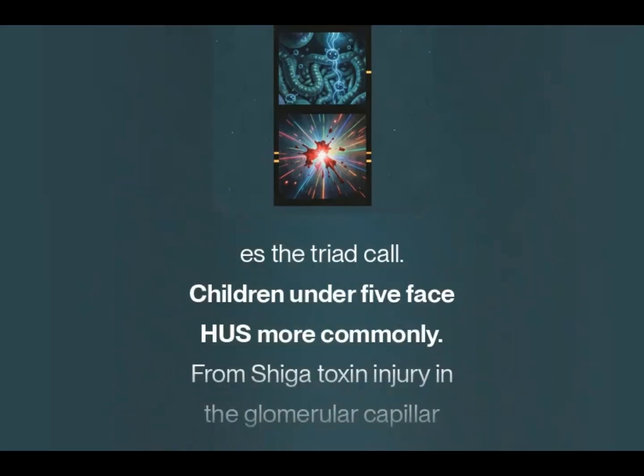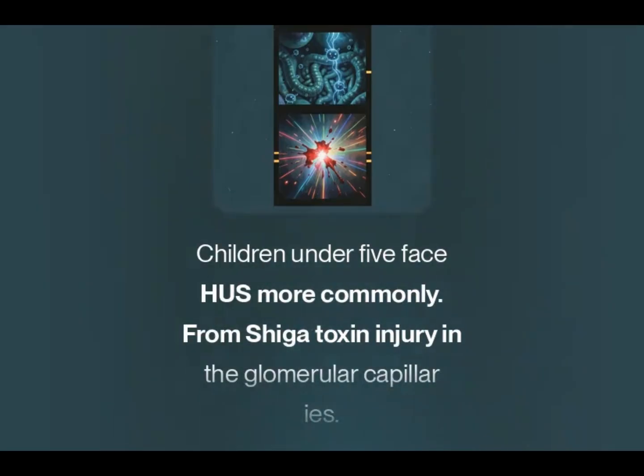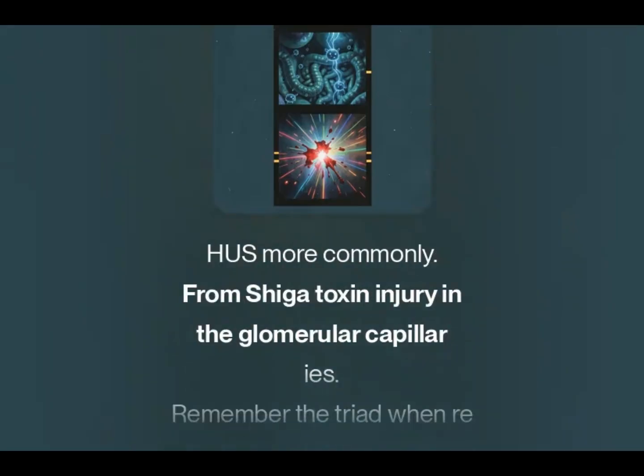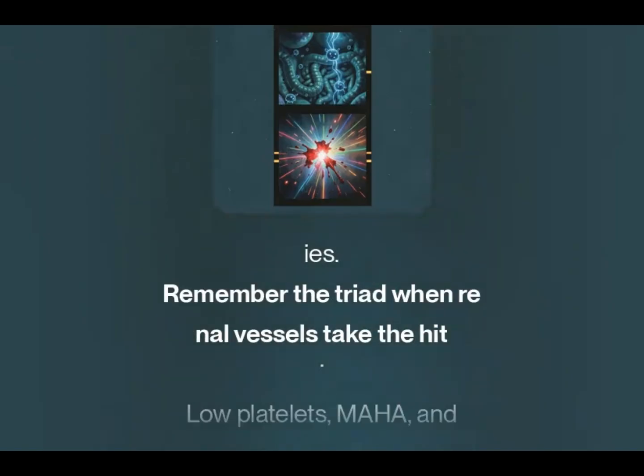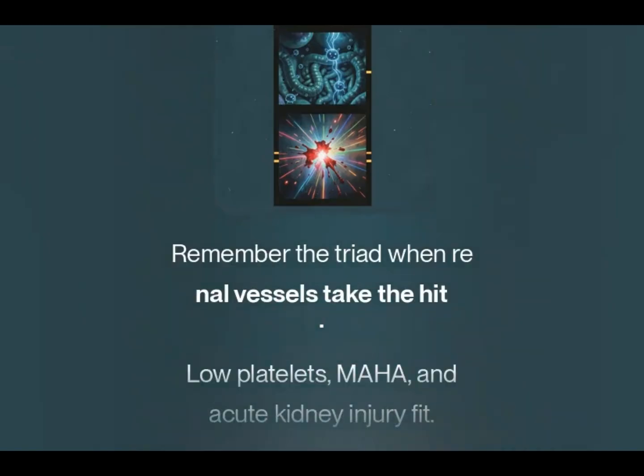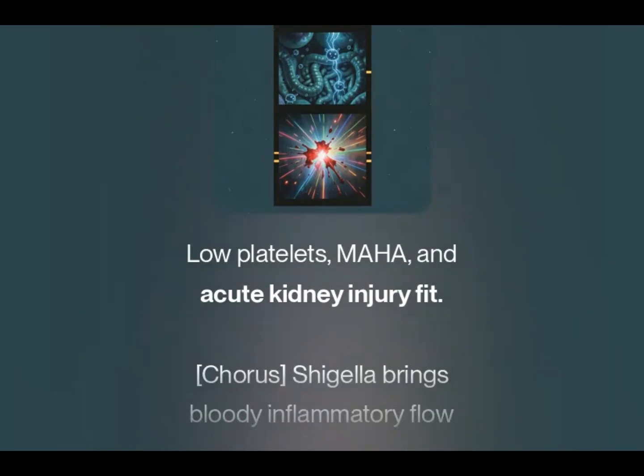Children under 5 face HUS more commonly, from Shiga toxin injury in the glomerular capillaries. Remember the triad when renal vessels take the hit. Low platelets, MAHA, and acute kidney injury fits.